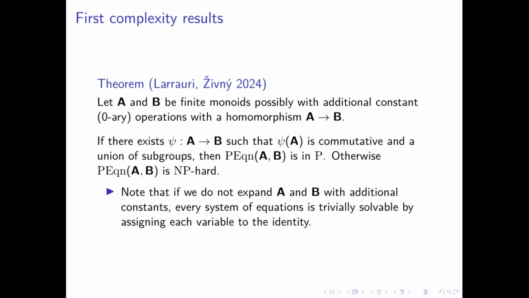First, this thing I have here about possibly expanding with additional constants. If you just have two monoids and you don't have additional constants in there, every system of equations is trivially solvable by just plugging in the identity, which will solve any system of equations. In the language of this theorem, there would be a homomorphism from A into a trivial monoid, which is going to be commutative and a union of subgroups.